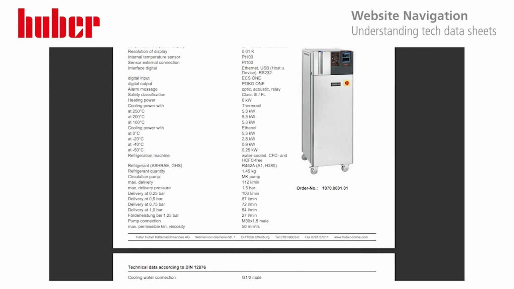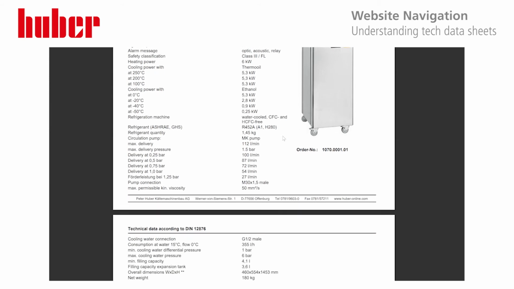Another key point is to notify the refrigeration machine. In this case we've got water cooled and it's CFC and HCFC free. We have our refrigeration type, in this case 452A, the quantity, because you might need this when you're filling out your environmental assessment for your purchase.